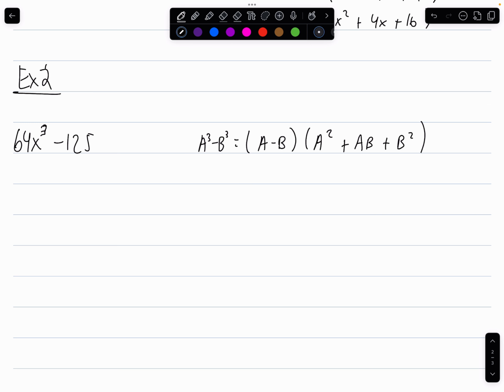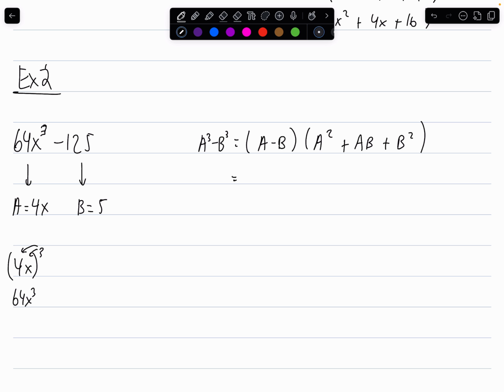So 64x cubed, that would mean a is actually equal to 4x. Because if we say 4x cubed, that cube would get distributed to the 4 and to the x, so that would make it 64x cubed. This is just the side math of showing you how it equals 4x. And b is going to be 5, because 5 cubed is 125.